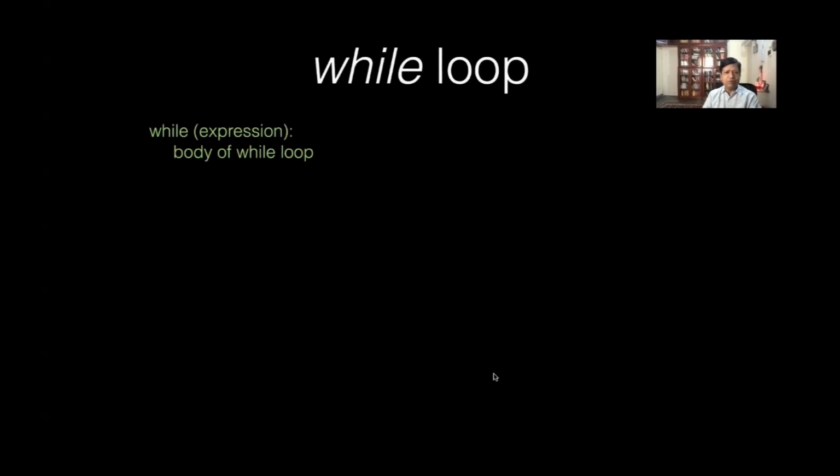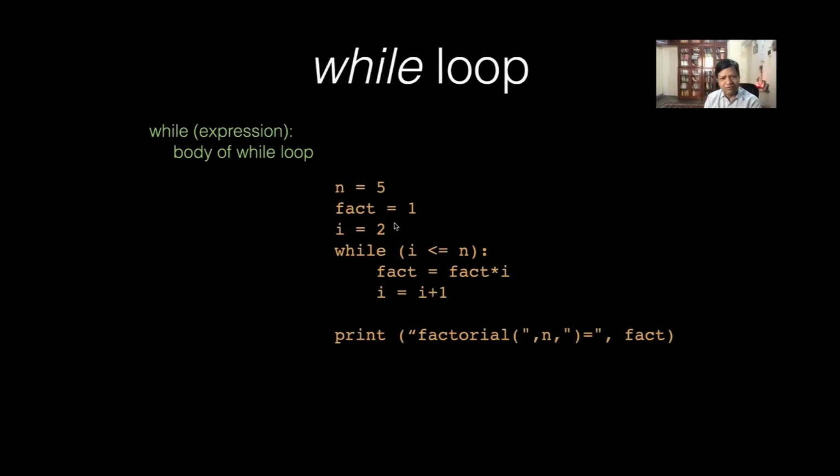Now, there's another loop called the while loop. It's slightly more involved. A while expression is a conditional statement. If this condition is true, then you execute the body of the loop. If false, then get out of the loop. We can implement factorial using the while loop.